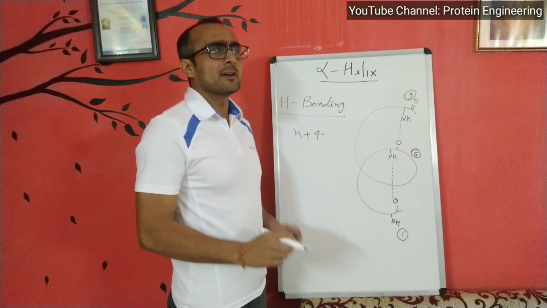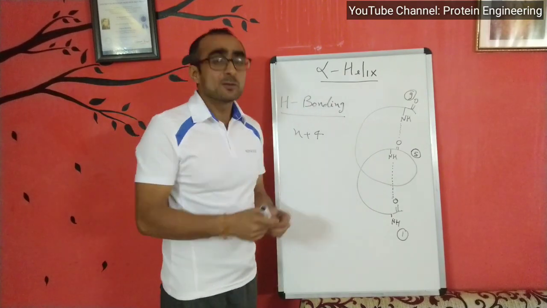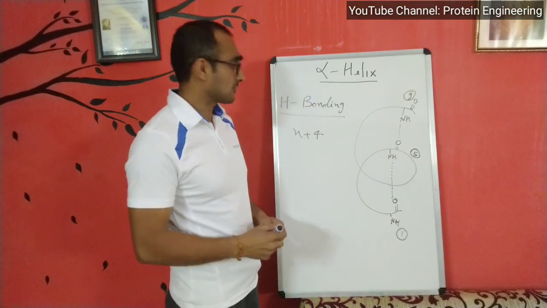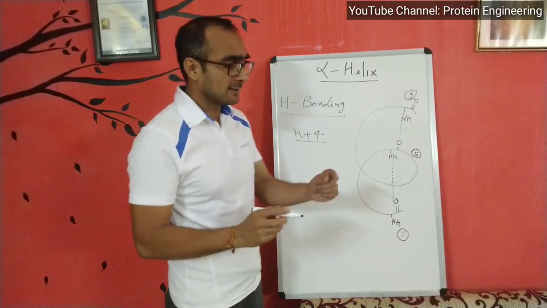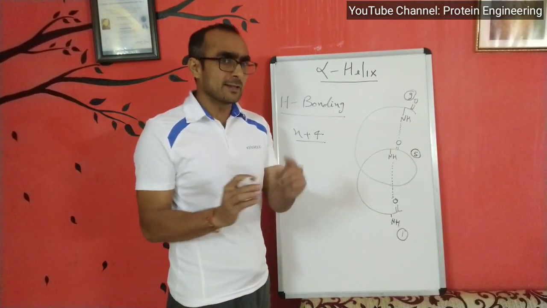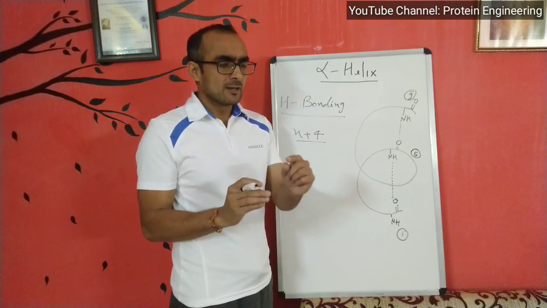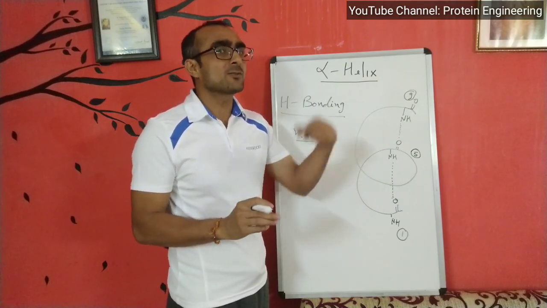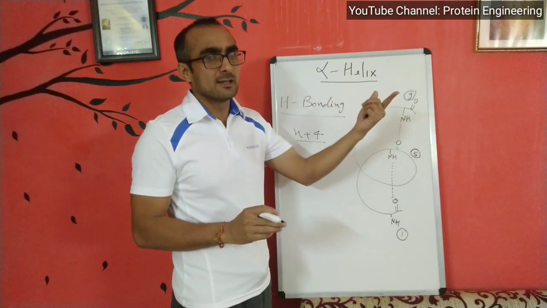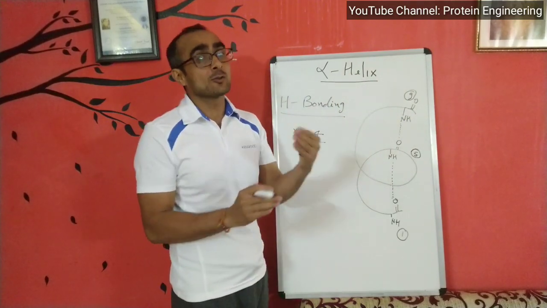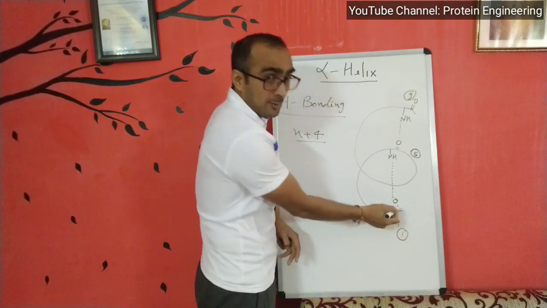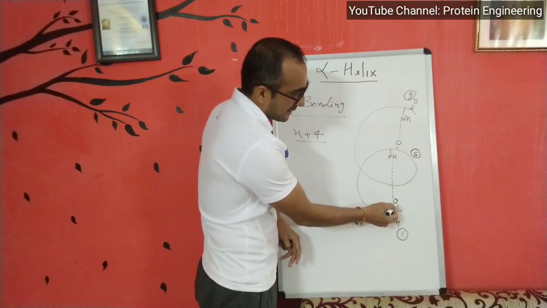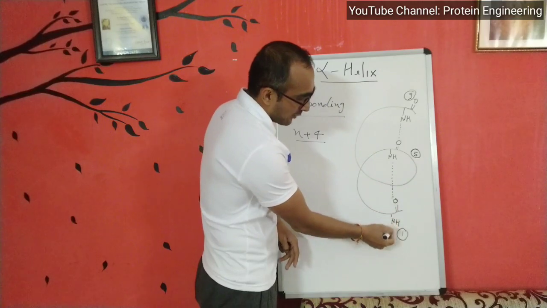Okay, let's talk about hydrogen bonding. Hydrogen bonding is one of the main features of alpha helical structure. So the pattern of hydrogen bonding is N plus 4. It means any one amino acid involved in alpha helical conformation will form a hydrogen bond with plus 4, meaning the fifth amino acid. If you talk about the carbonyl group, for example, look at here, this is some amino acid, say number 1, carbonyl group CO, peptide bond facing up, NH going down.